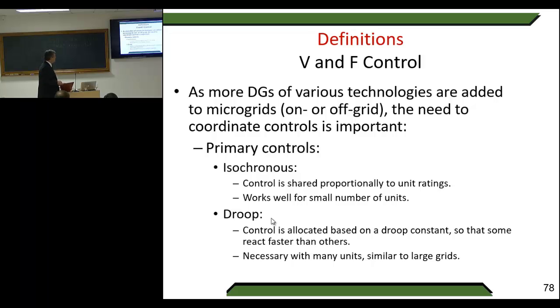In the field of primary control, you have isochronous mode or droop mode. In isochronous mode, control is shared proportionally to unit ratings, or only one is doing the work. It works well for a small number of units, but it is much more complicated if you increase the number of units and you start to face oscillations and so on. In droop control, control is allocated based on a droop constant, so that some react faster than others. It is necessary with many units and is similar to the large grids, the same strategy that we use in the main systems. This is in the field of primary control.